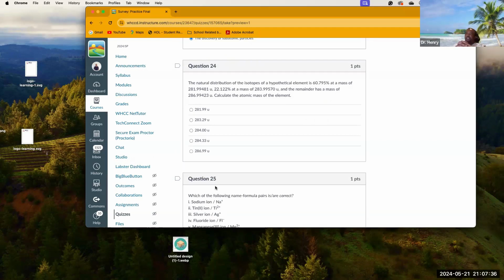24. The natural distribution of the isotopes of a hypothetical element is 60.795% at a mass of 281.99481 units, 22.122% at a mass of 283.99570 units, and the remainder has a mass of 286.99423 units. Calculate the atomic mass of the element.